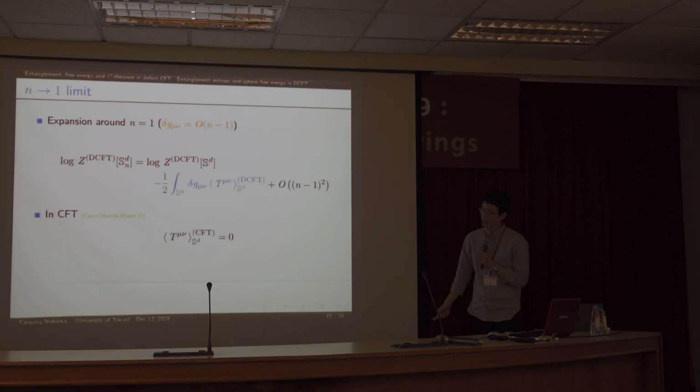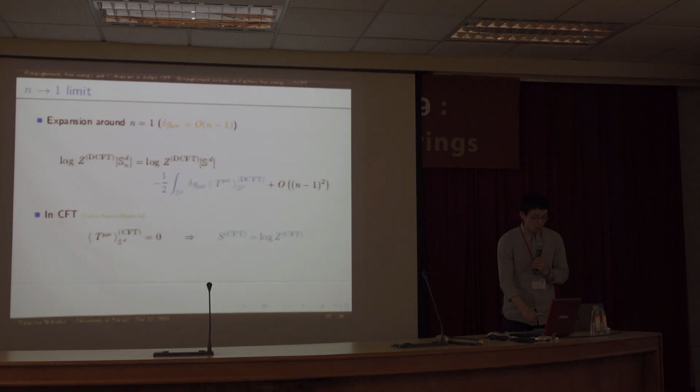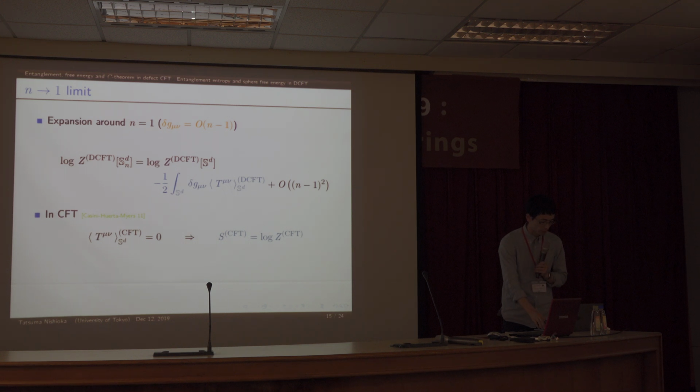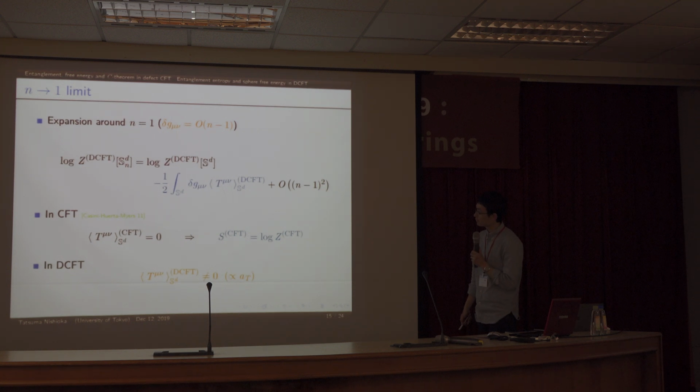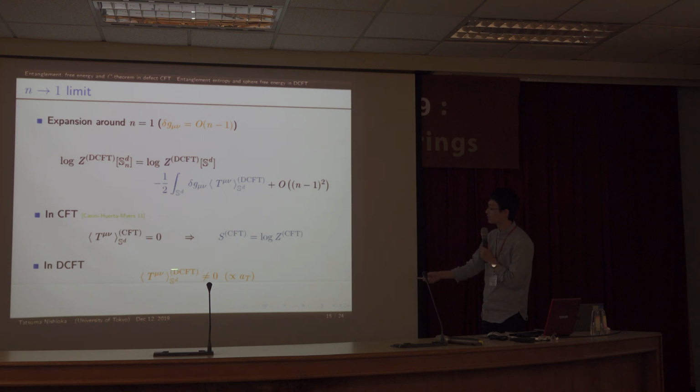Without the defect, we know that the one-point function of the stress energy tensor vanishes because of the conformal symmetry. So we recover the previous result. The entanglement entropy becomes the log of the sphere partition function, because the one-point function of T_μν vanishes. But in DCFT, the one-point function of T_μν does not vanish. Actually, it can be fixed by conformal symmetry up to one constant, a_T, but it doesn't vanish. So there is some contribution from this term.